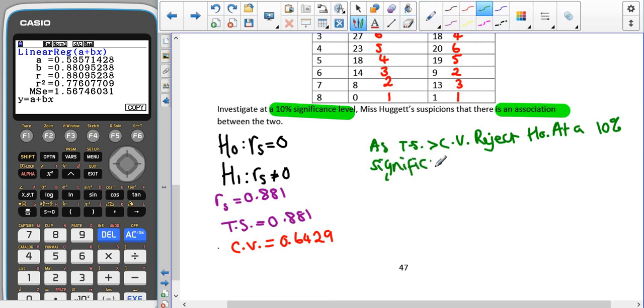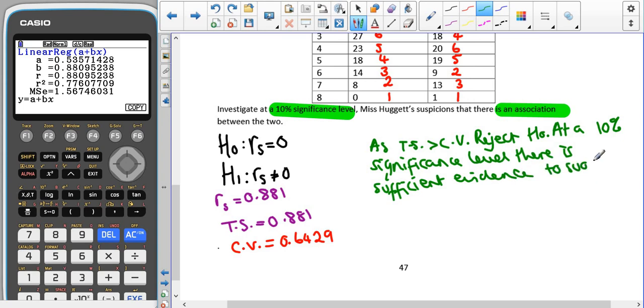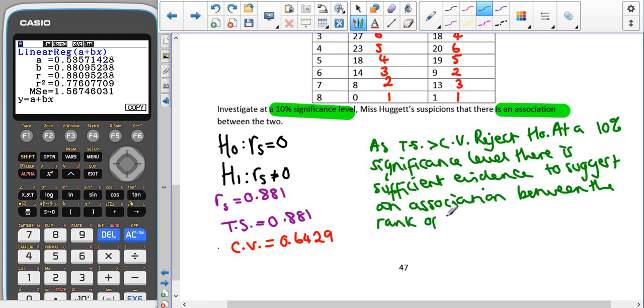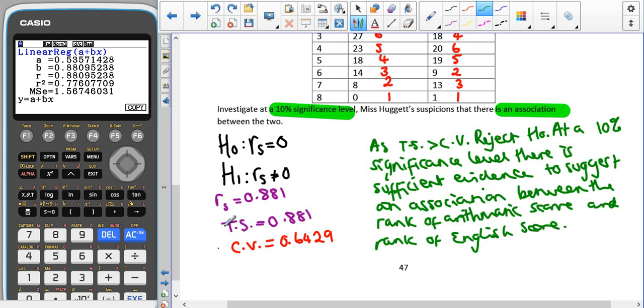significance level. There is sufficient evidence to suggest an association between the rank of arithmetic grade mark and rank of English score. Again, making sure that you use the word rank in your conclusion.